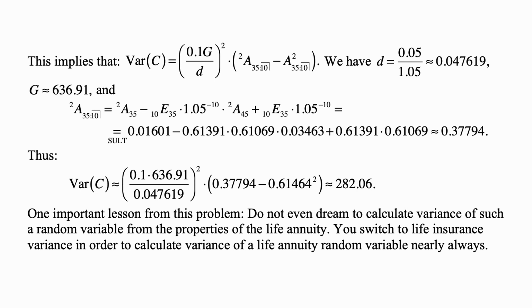So one important lesson I want to note for you here is that you shouldn't calculate, almost always you shouldn't calculate, a variance of an annuity-based random variable, a random variable corresponding to a life annuity. You should switch to life insurance in order to calculate such a variance, and that means that the David Ricardo formula is always your friend for this type of calculation.